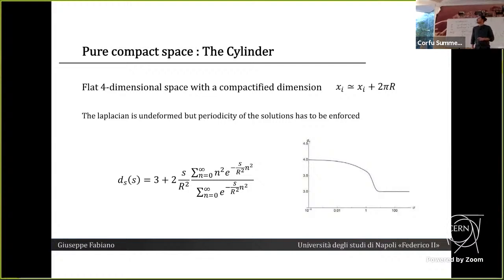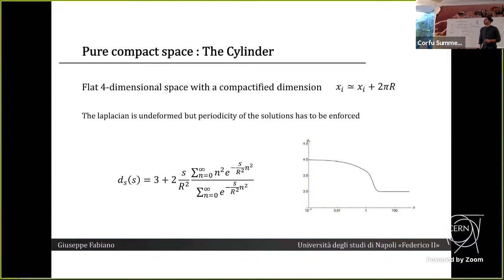When I try to solve the diffusion equation on this cylinder, I get that the Laplacian is undeformed because I'm still considering a flat manifold. But given the periodicity of the coordinate xi, I have to enforce a periodicity on the solutions. What this does is that when passing to Fourier space, and so considering the conjugate momenta to this coordinate xi, one of the integrations becomes a summation that appears in the final result for the spectral dimension. And when we evaluate this numerically, we see the following behavior shown here in the graph.